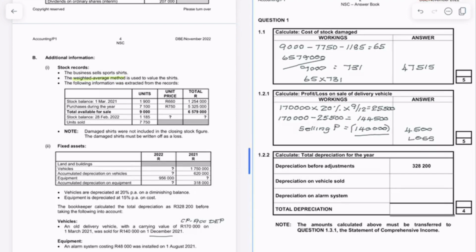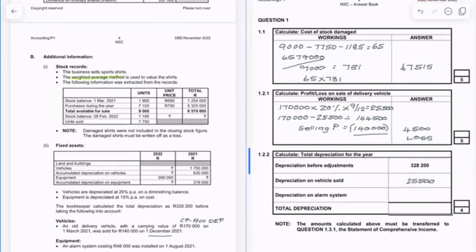Now we've got to go on to 1.2.2 and we've got to calculate the total depreciation for the year. We've already done this over here. That's your current depreciation of 25,500. So let's transfer that figure in down here, 25,500. And all we've left to do in this first section is to do the depreciation on the alarm system. So let's go and see what that says.